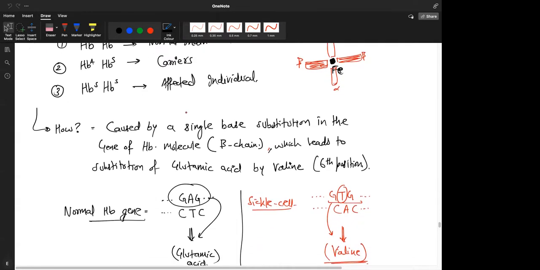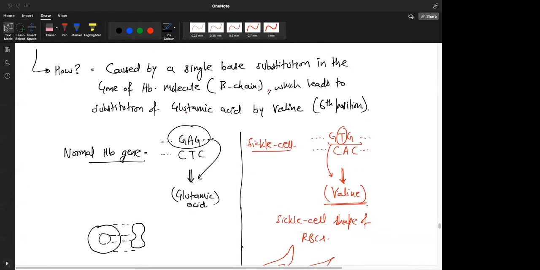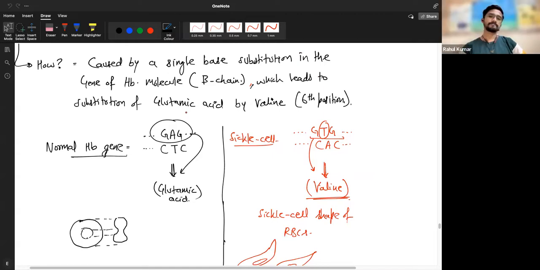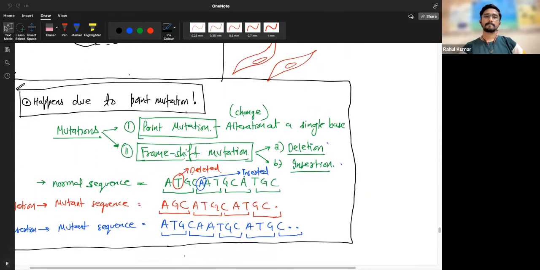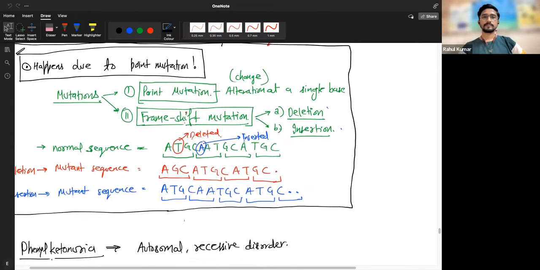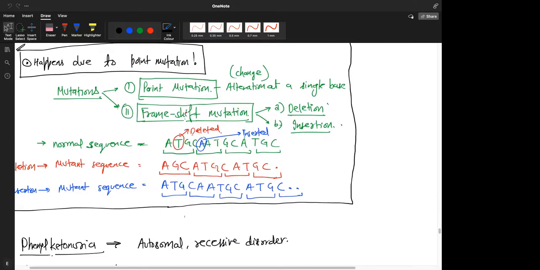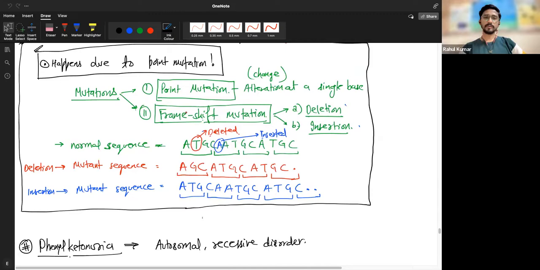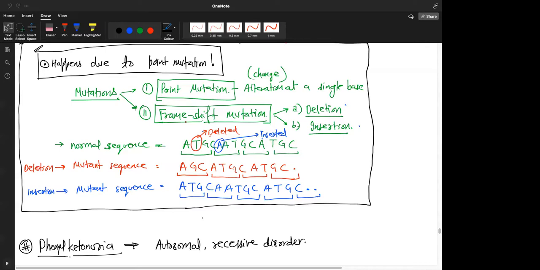Sickle cell anemia is caused by a single base substitution in the gene of the hemoglobin molecule, the beta chain, which leads to the substitution of glutamic acid by valine. And then we talked about mutations, the different types of mutations that you should know: point mutation and frame shift mutation.